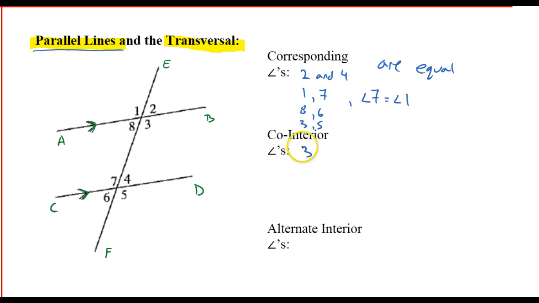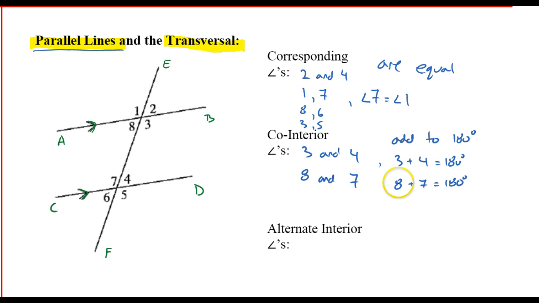For example, angles 3 and 4 are co-interior because they're on the same side of the transversal and both on the inside of the parallel lines. The other ones here would be 8 and 7. And the property for co-interior angles is that they add to 180 degrees. So in this case 3 plus 4 would equal 180 degrees, and angle 8 plus angle 7 would also equal 180 degrees.